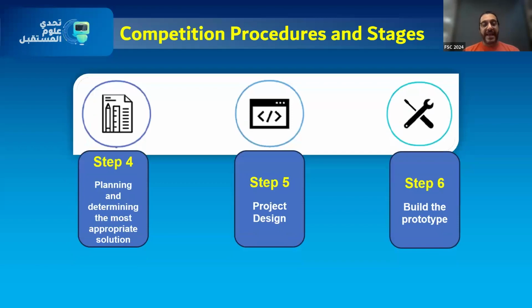Step number 4, planning and determine the most appropriate solutions and try to find what is the best solution we can build that can be applicable and that can really solve the problem and convince the judging committee that we are a good team that can build a good invention. Step number 5, do the design of the project based on the planning, and then start building in step number 6, the prototype based on your design.